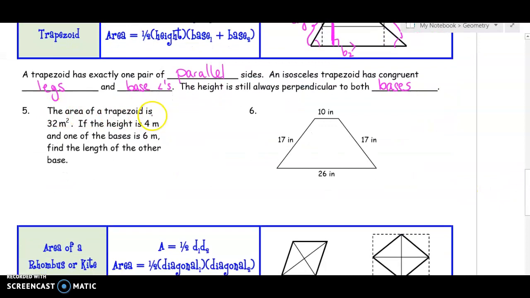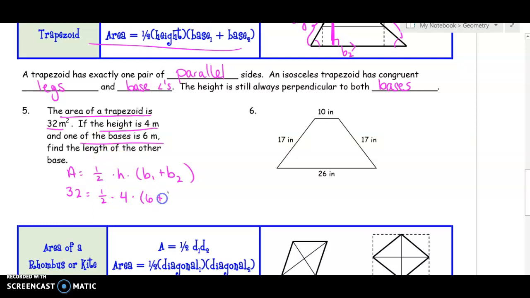In number 5, the area of a trapezoid is 32, the height is 4, one base is 6, find the length of the other. We're going to use this formula. Area equals 1/2 times the height times base 1 plus base 2. We know some of these pieces. The area is 32, the height is 4, so I'm going to replace the h with a 4. One of the bases is 6, the other base I don't know. I'm just going to call the other base b.